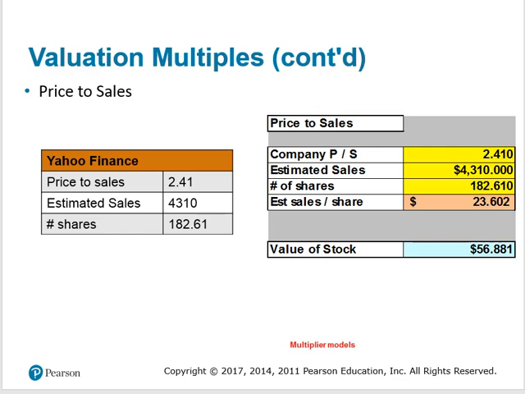Estimated sales for the company is 4,310, and the number of shares 182.61. This ultimately gives us a value of this stock of $56.88. Again, all of these models, all of these techniques we've talked about have been giving us different kinds of values, based on different concepts, different things that have influence on market price.